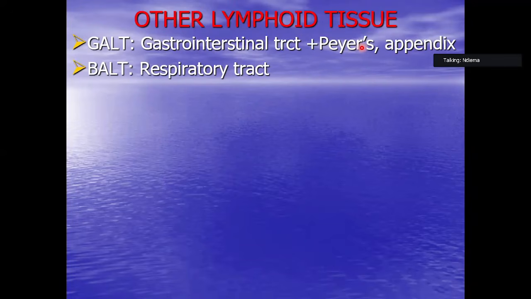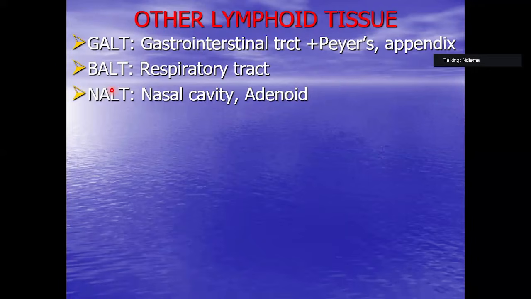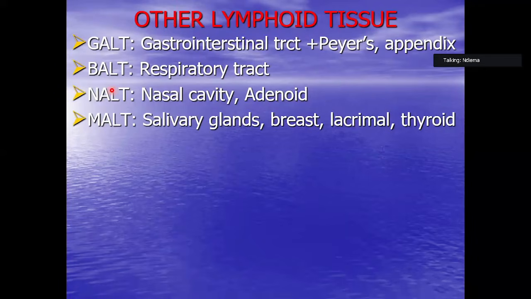The adenoids. This is nasal associated lymphoid tissue, and typically what we call the mucosal associated lymphoid tissue. And these are distributed around the salivary glands, around the breast, and around the lacrimal and the thyroid areas, which might have some associated lymphoid tissue.